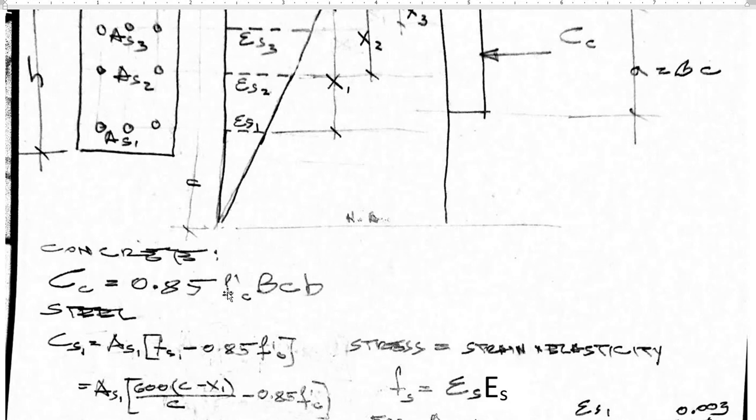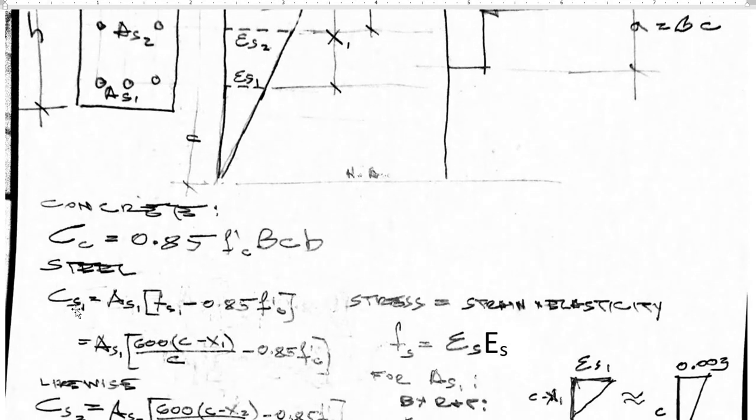And then, for your steel, CS1, compression due to steel 1. Meron siyang equation na AS1 times FS1 minus 0.85 F prime C. Okay, so minus natin yung 0.85 F prime C. Ito yung area na na-displace nung steel.